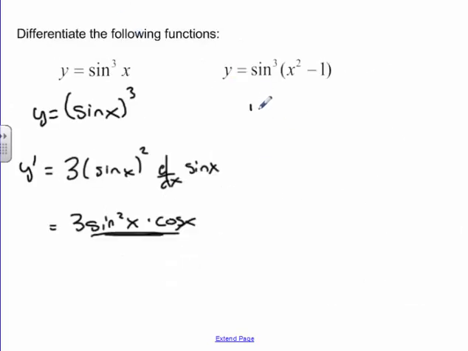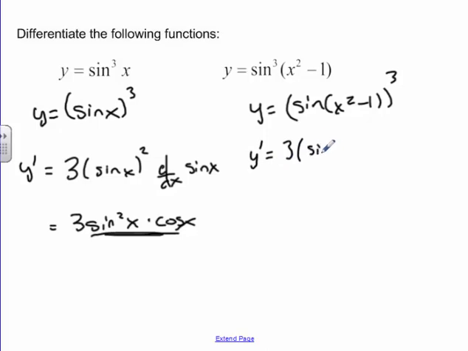What this really means is that there is a sine of x squared minus 1, and all of that is cubed. So in a way, this is like one of those baby inside a baby, the Russian nesting doll examples. So let me know if I lose you, and ask me questions afterwards. So here's how this will look. It'll be 3 sine of x squared minus 1 squared, but then you'll have to derive the sine of x squared minus 1.